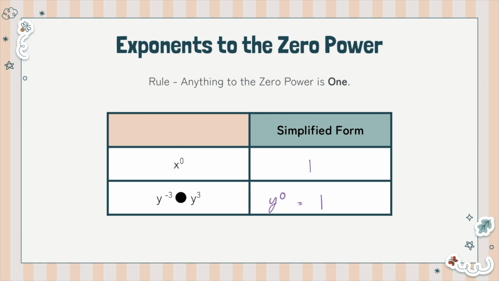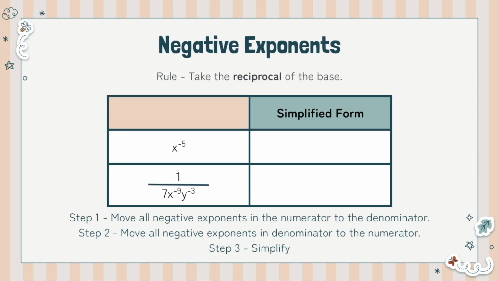Now let's take a look at our next rule. Here we're talking about negative exponents, and with negative exponents, our rule is to take the reciprocal of the base, and we have some steps to do that. The first step is we're going to move all of the negative exponents in the numerator to the denominator. Then we'll move all the negative exponents from the denominator to the numerator, and then we're going to simplify.